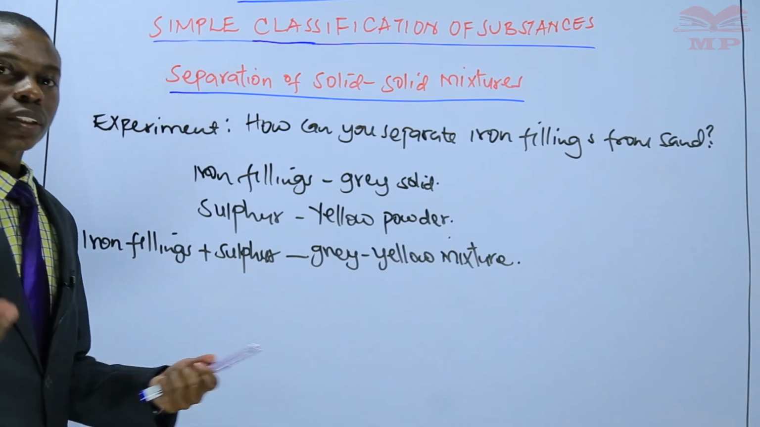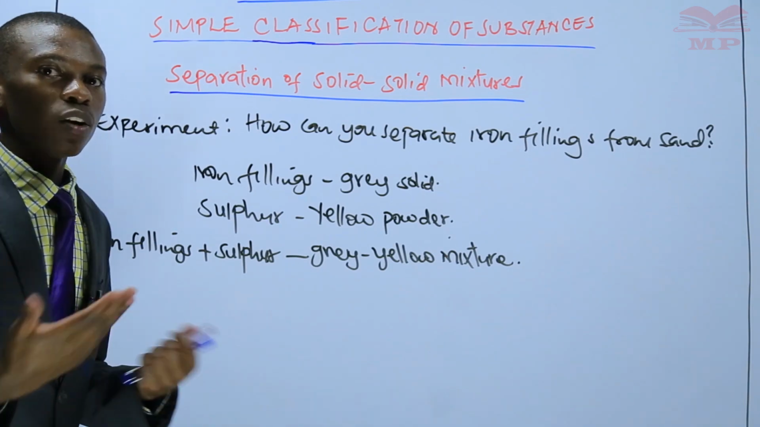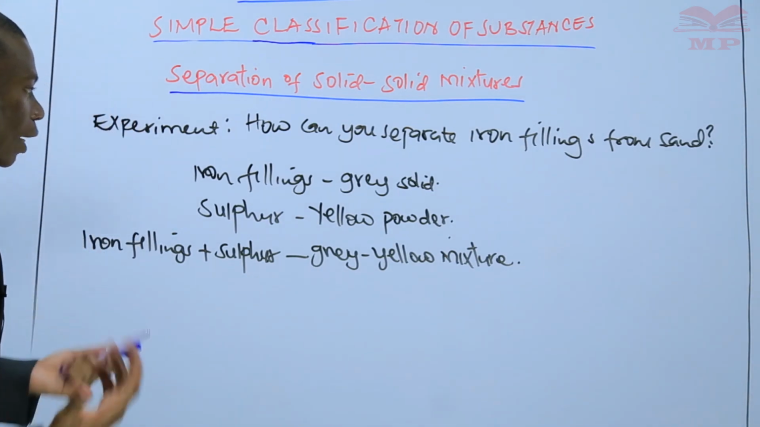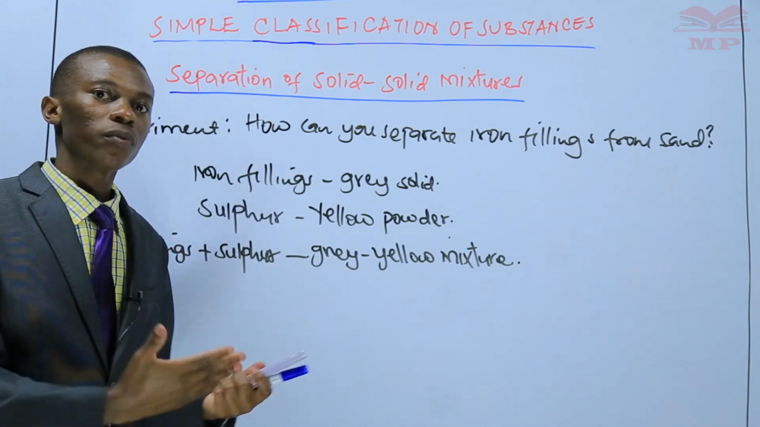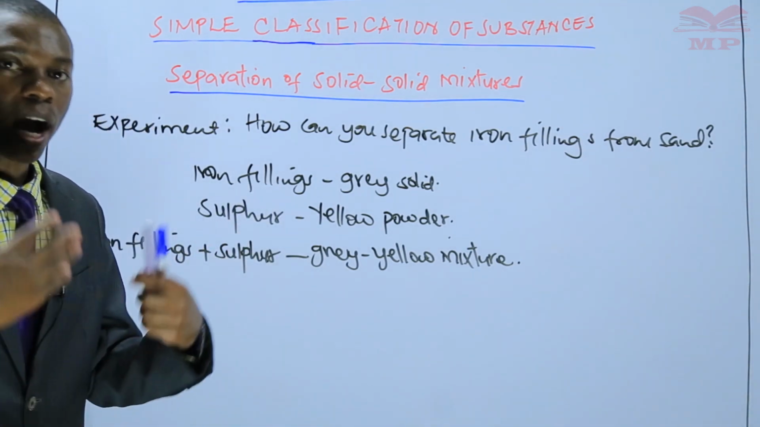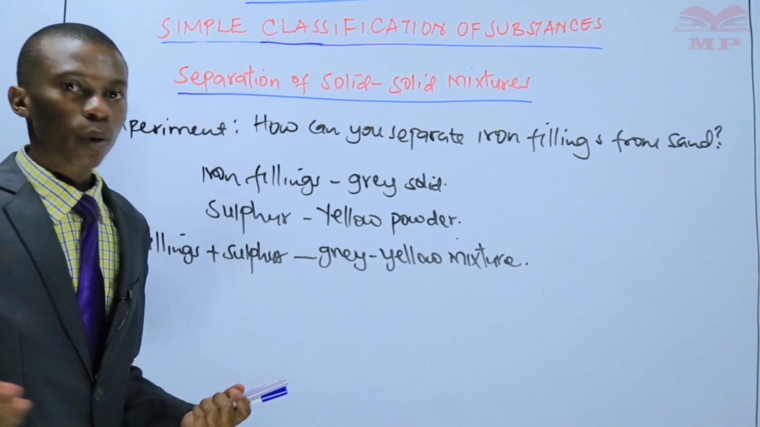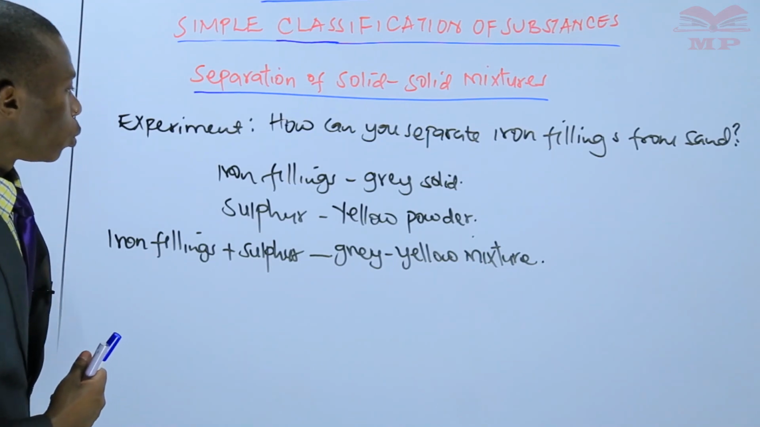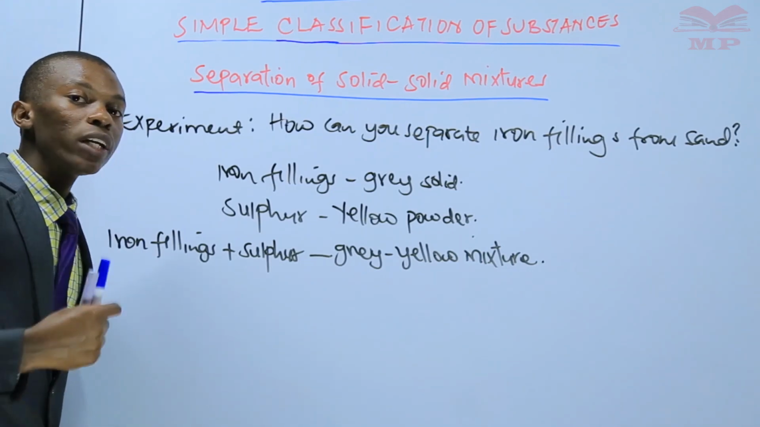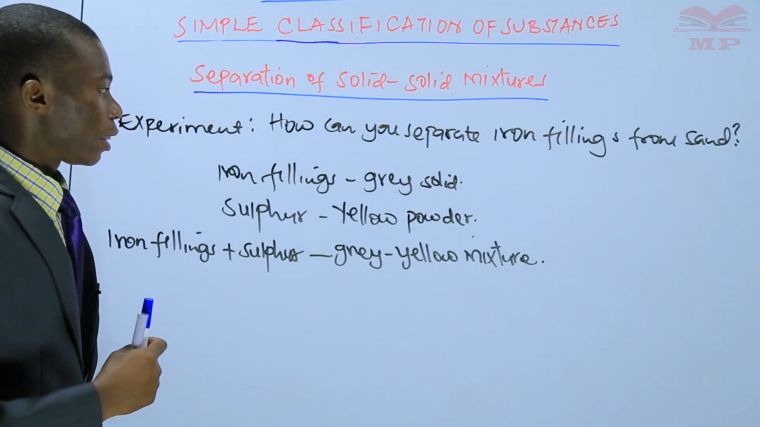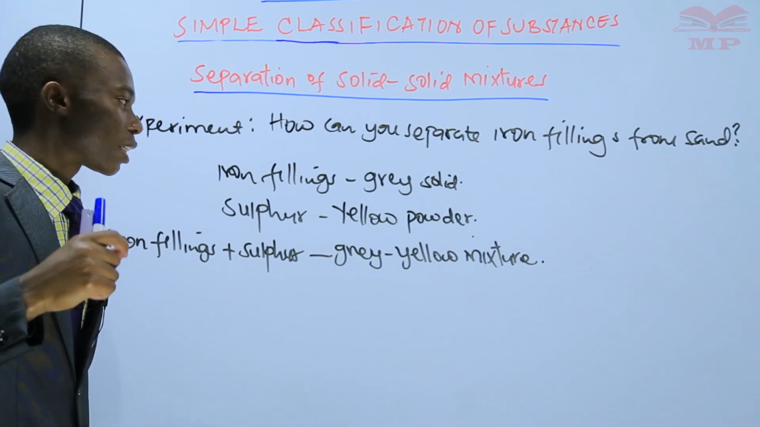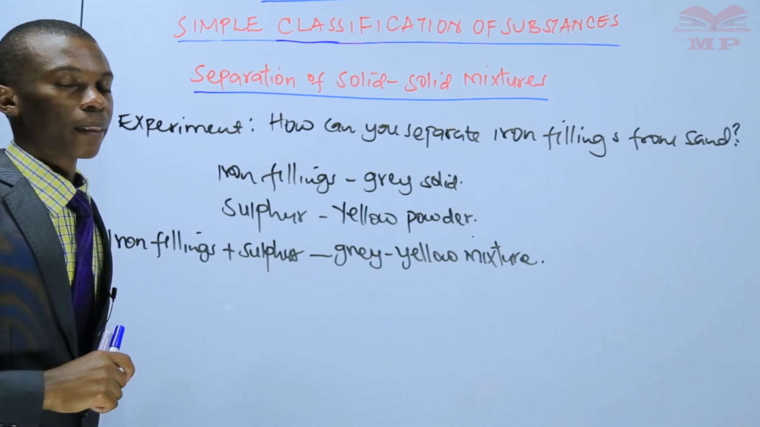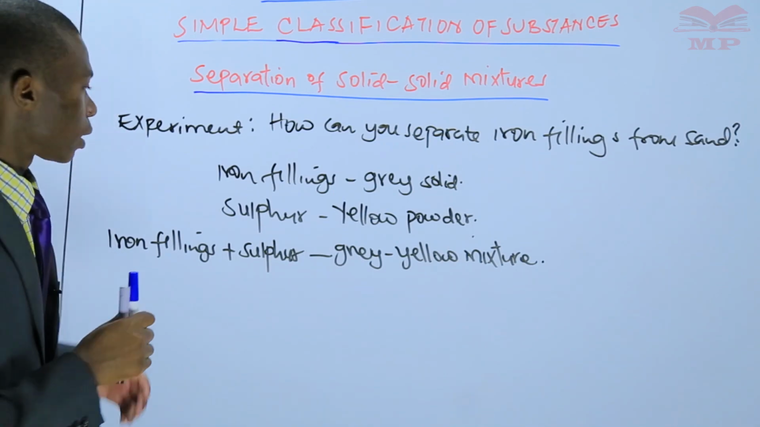Then if you put this gray-yellow mixture of iron filings and sulfur on a piece of paper and spread it, and then hold a magnet over the mixture, the magnet will attract the gray solid only, and you will be left with the yellow solid.